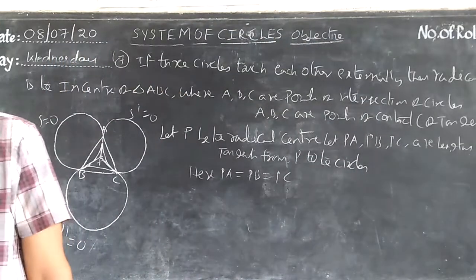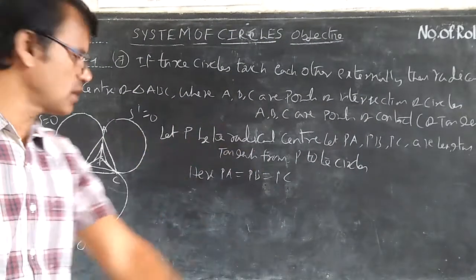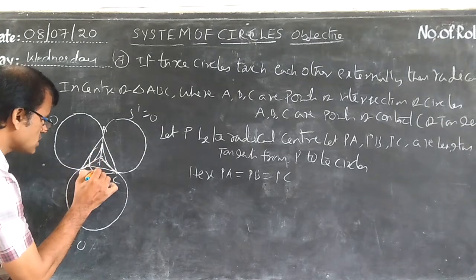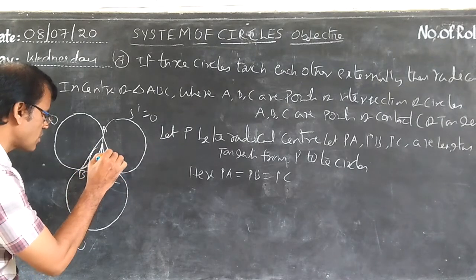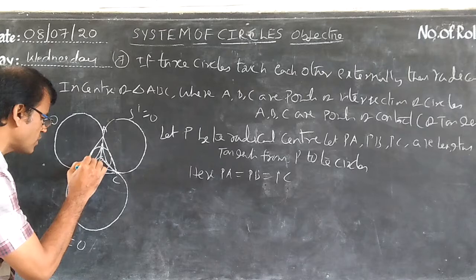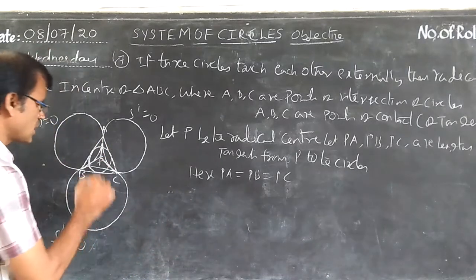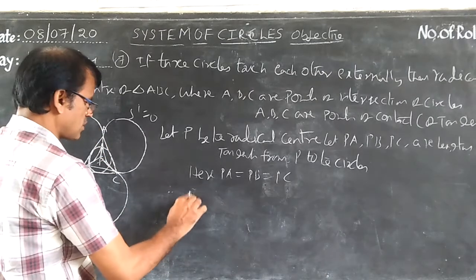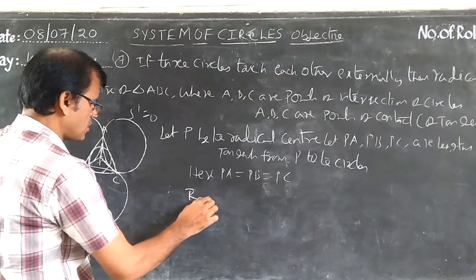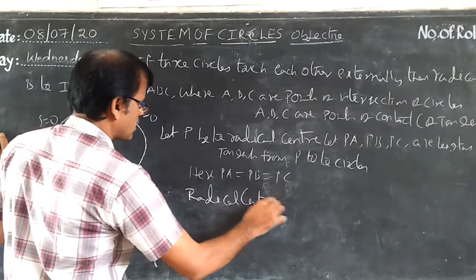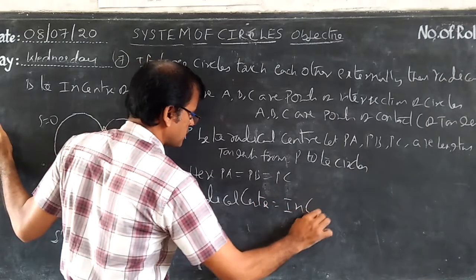Whenever PA equals PB equals PC, we can say the radii are equal. What is the circle touching all three sides inside the triangle called? It is called the incircle. Therefore, the center is nothing but the incenter. Therefore, you can write: radical center is equal to incenter.